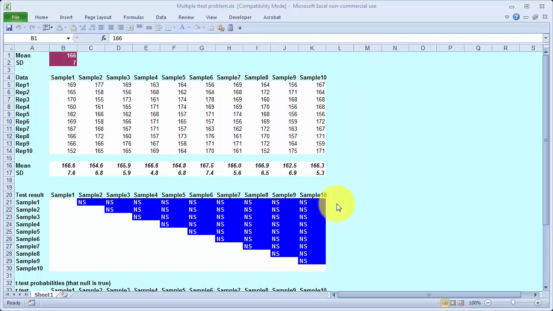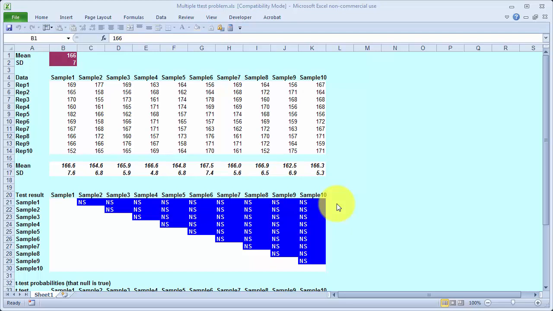When we do a single t-test comparing the means of two independent or unpaired samples, the type 1 error rate is 5% or 0.05. That means if the null hypothesis is true, the chance of making a type 1 error is 5%. We should on average make about one type 1 error in every 20 tests.